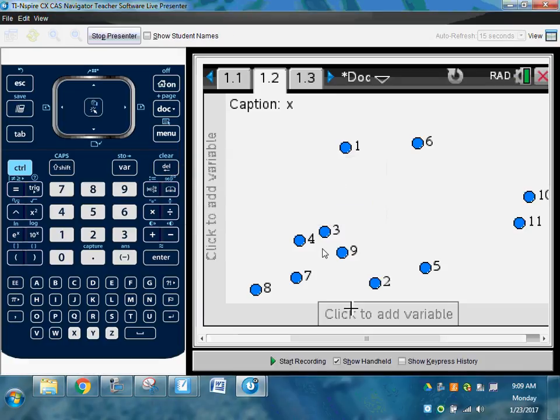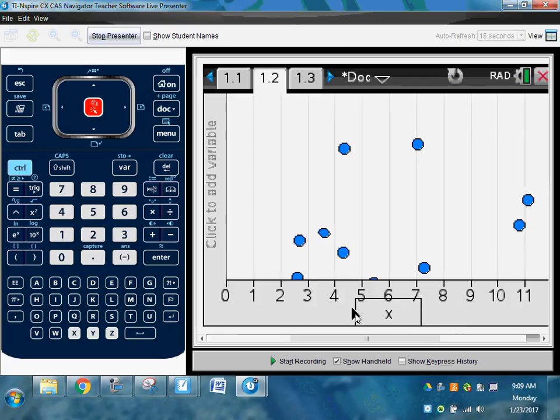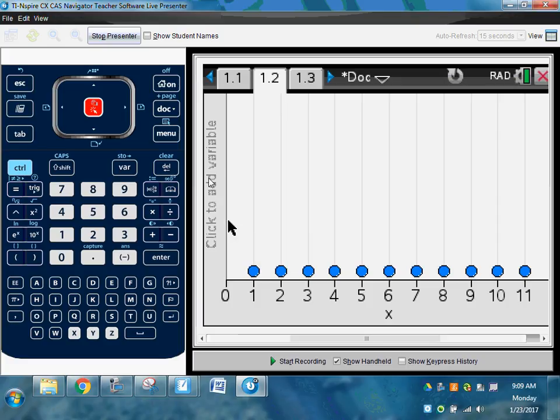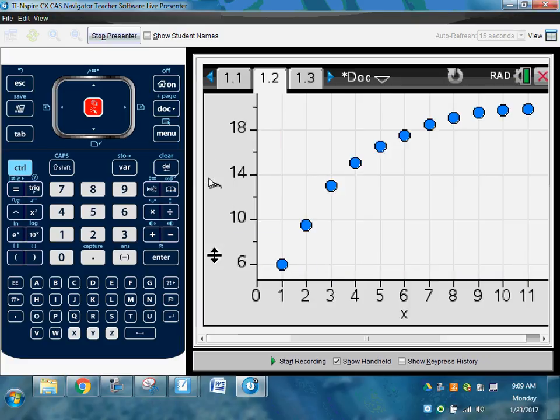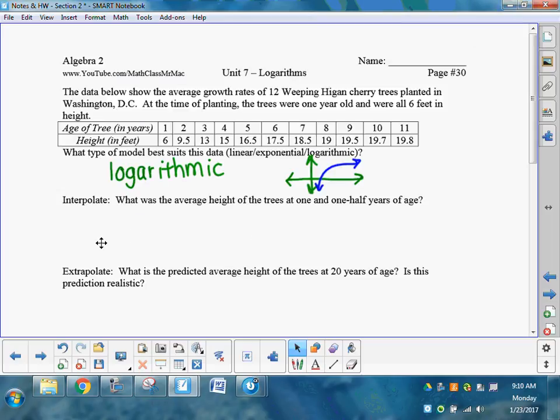There we go. Now, you click down here, and what are we putting along this axis? And then up here, what are we putting along this axis? Now, does that look like a logarithmic or an exponential or a linear? Which one? Should look like a logarithmic one. Now, what's the average height? So that shows it. What's the average height of the trees at 1.5 years of age? What do I need to know before I can answer that question?